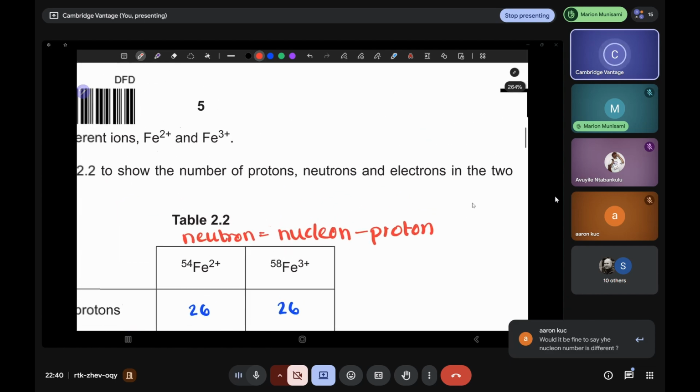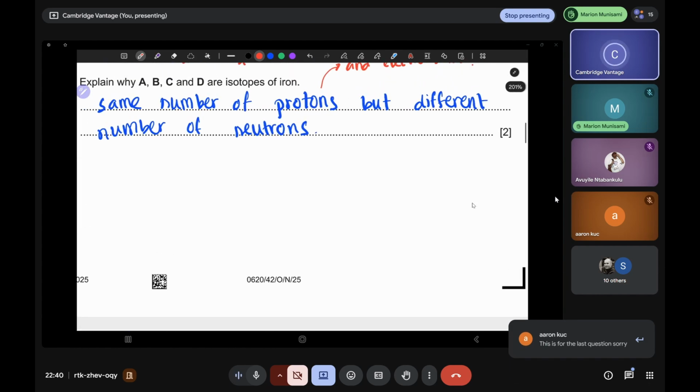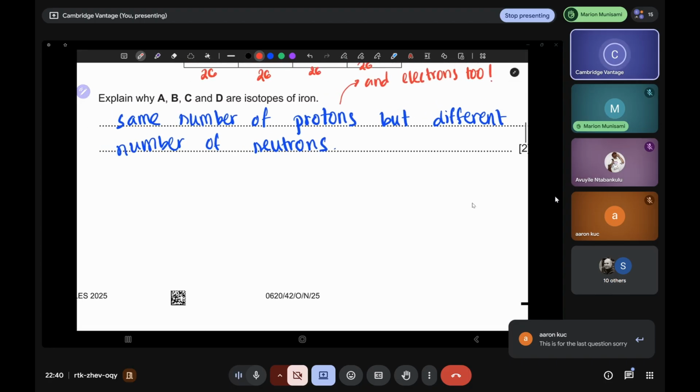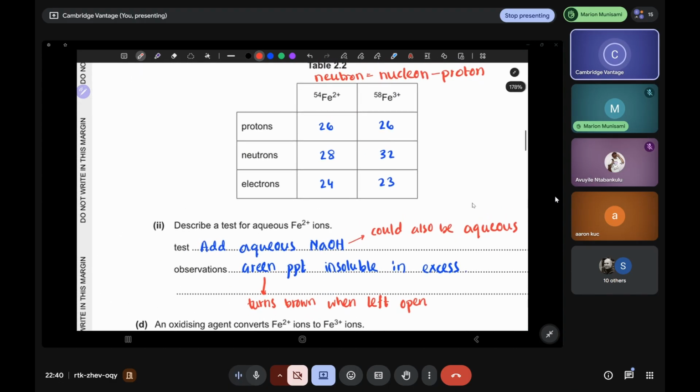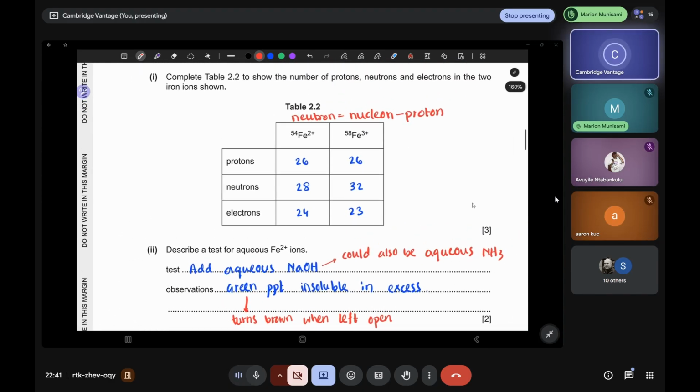Yes, it would be fine to say the nucleon number is different, but Aaron, I would much rather prefer if you write down the number of neutrons is different. Because here's the thing, the nucleon number is like a summation of the proton and neutron number. So when you say nucleon number is different, it could technically also imply that the proton number is different. Now, yes, that is not really the most ideal way of answering your question, but when you say the number of neutrons is different, that is a more definitive answer compared to saying different number of nucleons. That's fine. I don't mind that you ask questions. Okay, thank you, sir. You're welcome, Aaron. It's good that you're asking questions.